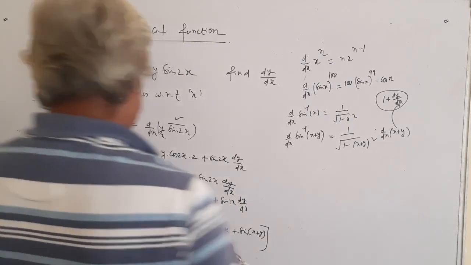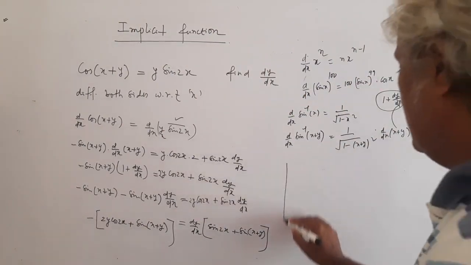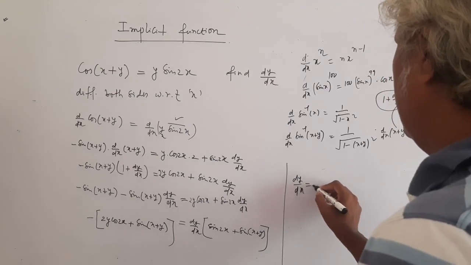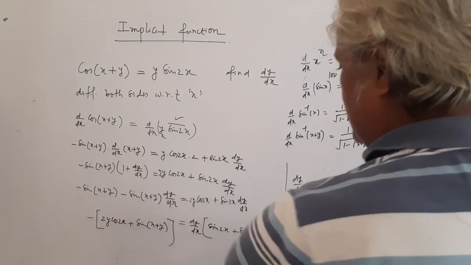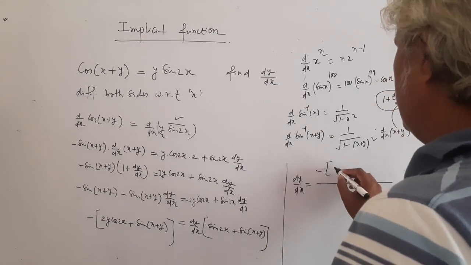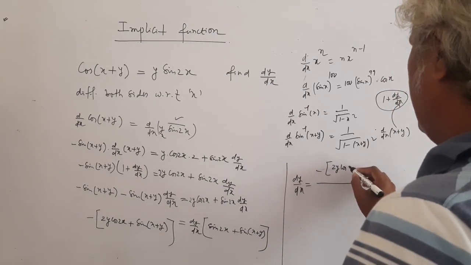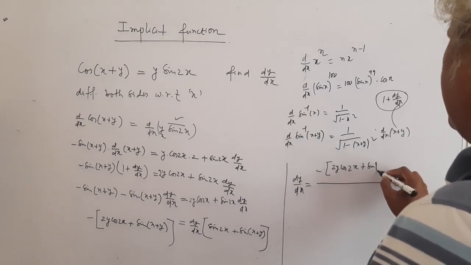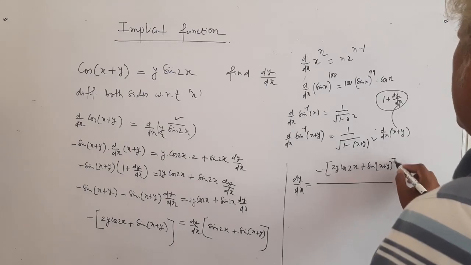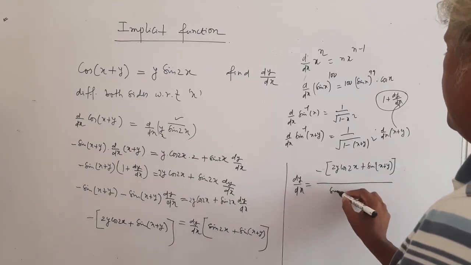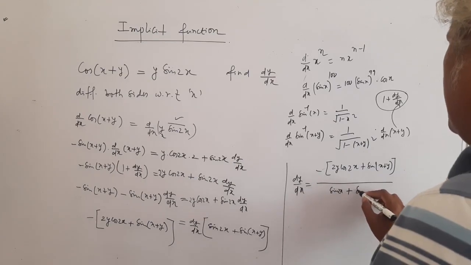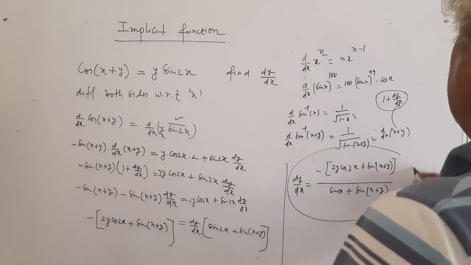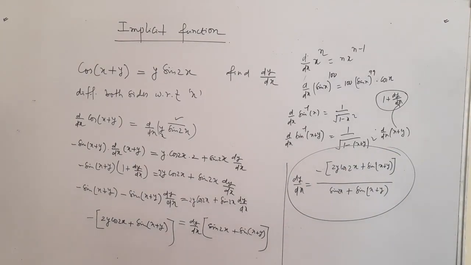So finally, we have to find the dy by dx. dy by dx equal to, this term will remain on the top, so this is minus 2y cos 2x plus sin x plus y over sin 2x plus sin x plus y. This is your dy by dx.